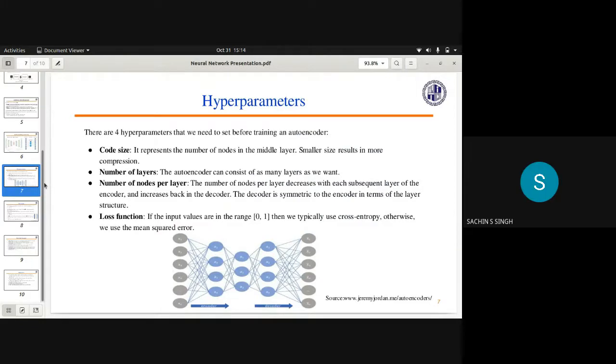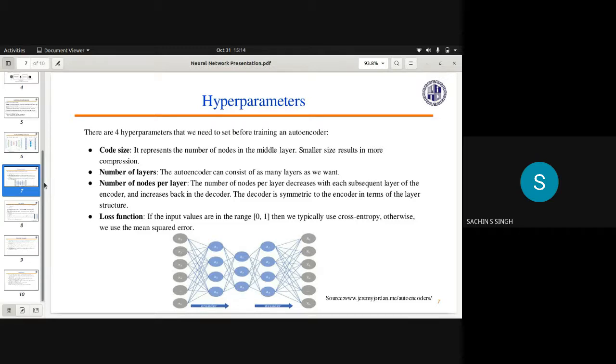Okay, so hyperparameters are those which we define before the processing of the model. There are four hyperparameters. First is the code size. It represents the number of nodes in the middle layer. So a smaller size means the more the input image will be compressed.